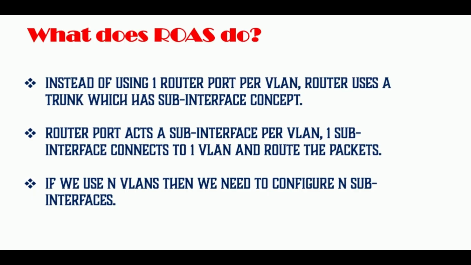What does ROAS do? Instead of using one router port per VLAN, the router uses a trunk which has the subinterface concept. Router port acts as a subinterface per VLAN. One subinterface connects to one VLAN and routes the packets. If we use n VLANs, then we need to configure n subinterfaces.